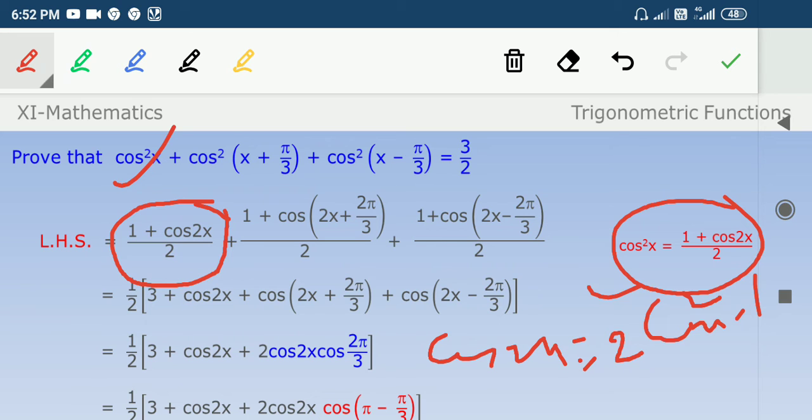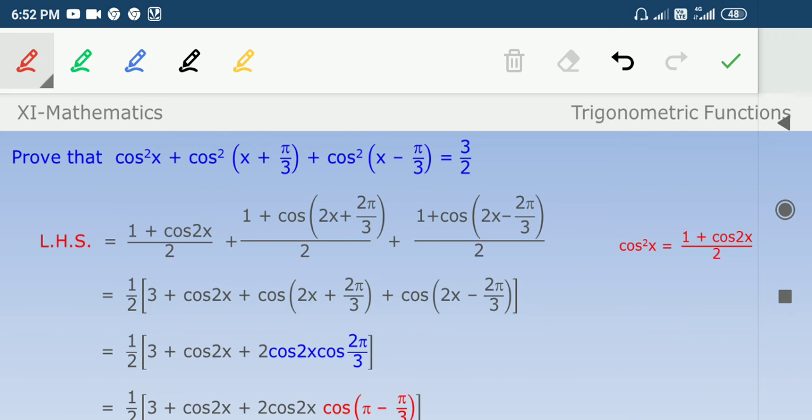Okay students, now see, the next is cos square of x plus pi by 3. So in the same way, what can you write? Just as we did that, here it was x plus pi by 3. Everything will be written as earlier. In place of x, now we will write x plus pi by 3. The same thing as it is, we will write this one.